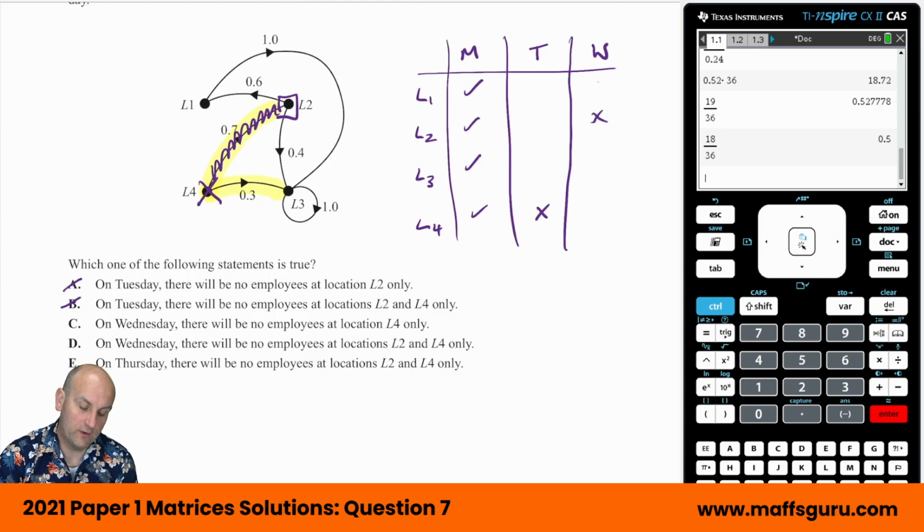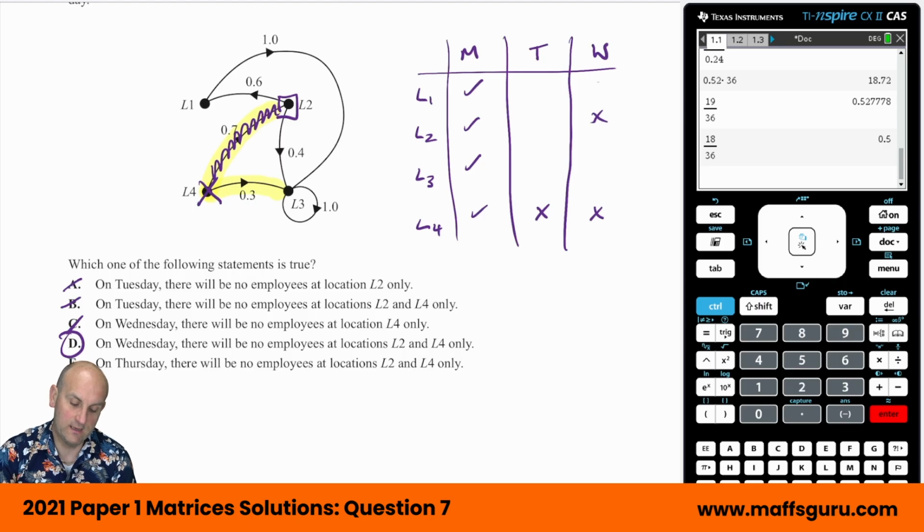So L2 would have lost everyone on Wednesday, but L1 will have gained the people who were at L2 overnight, and likewise L3 will have gained overnight. L4 will still have no one. So as far as I'm concerned, on Wednesday there will be no employees at locations L2 and L4. I reckon D is the right answer.